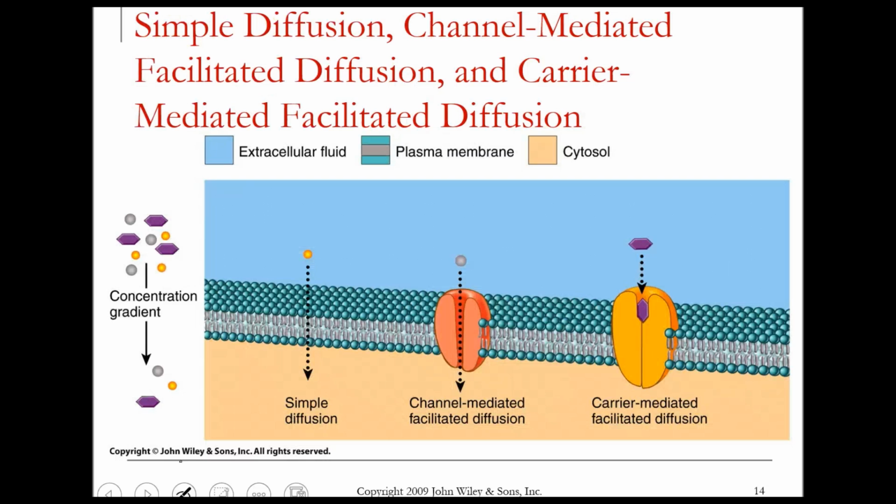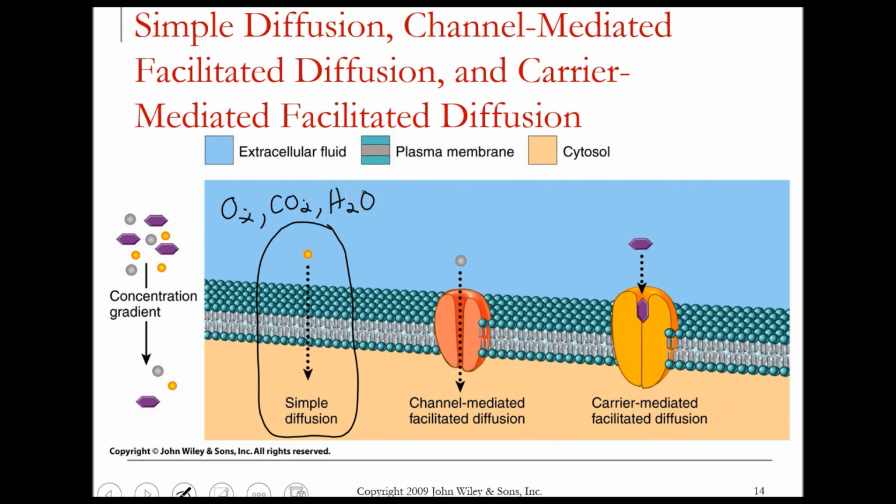So there are all sorts of forms of diffusion involving the cell membrane. The first is known as simple diffusion. So in simple diffusion, a particle diffuses across the phospholipid bilayer. And remember, there's only a very small set of molecules that can diffuse directly across the phospholipid bilayer, including oxygen, carbon dioxide, and to a limited degree, water.